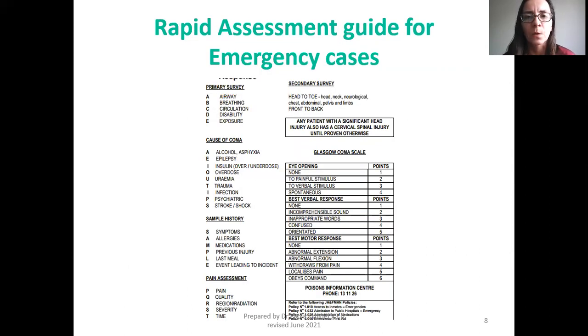This is just a quick guide to the Glasgow Coma Scale. There are some scenarios that require you to know it, and of course to be able to assess and see what the number is based on information provided by the examiner or the case notes.